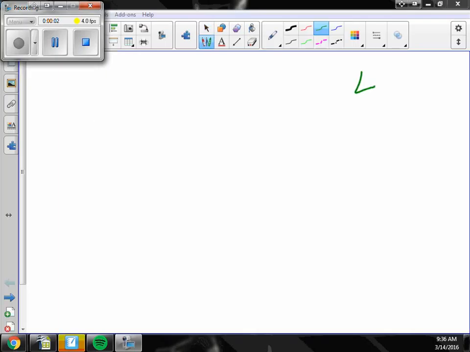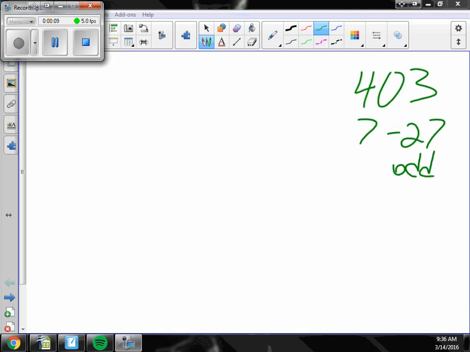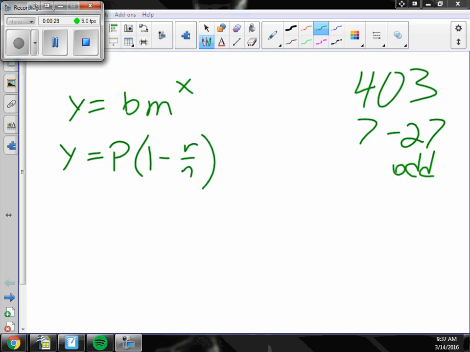All right, we're working on 403, 7 through 27 odd. A couple assignments ago, we talked about exponential interest. There are three different exponential interest formulas. We have y equals p times 1 plus r over n to the nt, and then we have y equals p e to the rt.